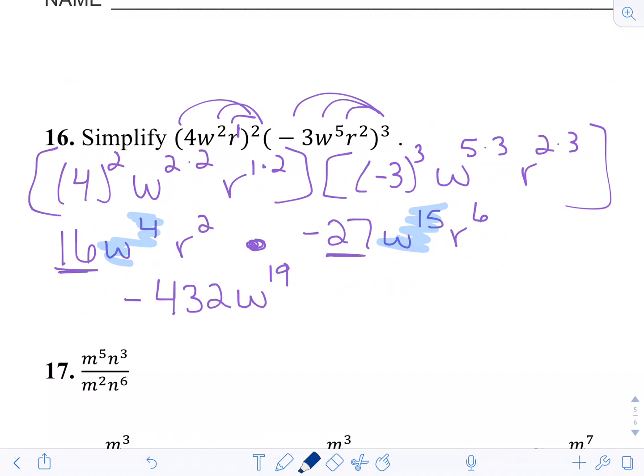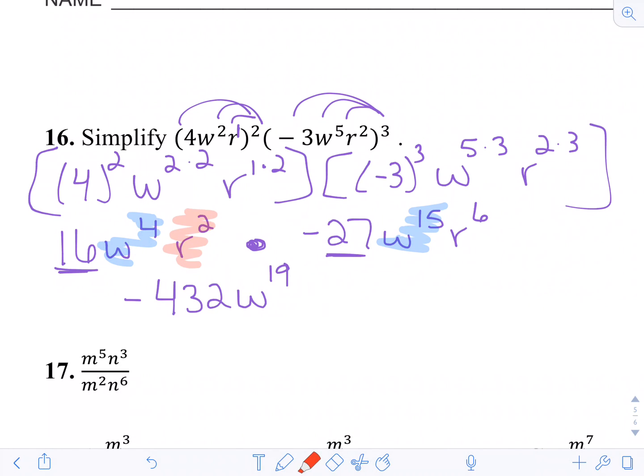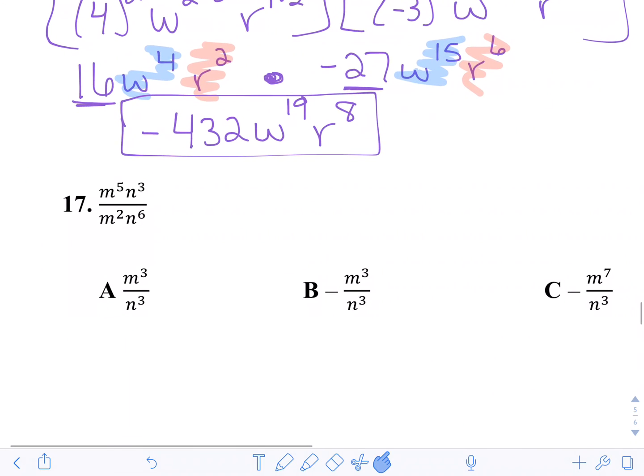Okay, and then I'm looking at my R's. Whoops, I don't want to do purple. Let me get, there we go. Okay, and then we're going to look at our R. So I have R squared and R to the 6th power. So 2 plus 6 is 8, so R to the 8th power. Nothing else you can combine or simplify, so that's it.